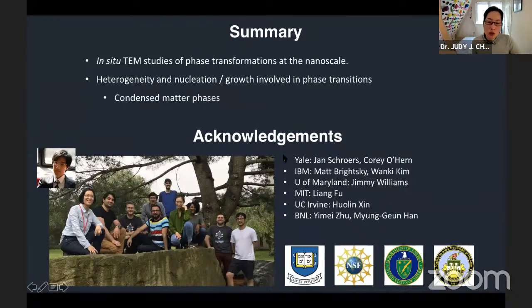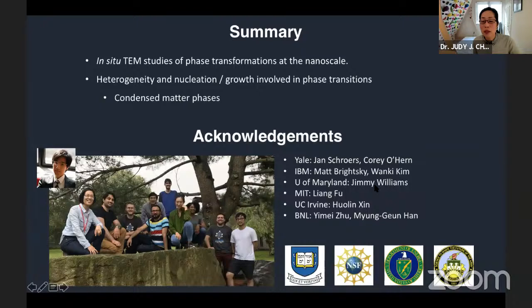So to conclude, of course, it's the postdocs and grad students in my group that have done all the work. Many of them have gone on to start their own lab. At Yale, the sample for metallic glasses was provided by Jan Schroers' group. I didn't speak much, but Corey Warren did a lot of MD simulations to explain our data. The phase change memory work was in collaboration with IBM, with Matt Brightsky and Wang-Ki Kim.